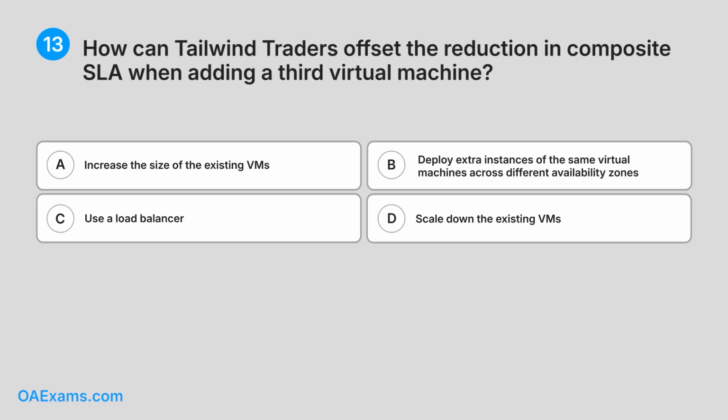13. How can Tailwind Traders offset the reduction in composite SLA when adding a third virtual machine? A. Increase the size of the existing VMs. B. Deploy extra instances of the same virtual machines across different availability zones. C. Use a load balancer. D. Scale down the existing VMs. Can you guess the answer?